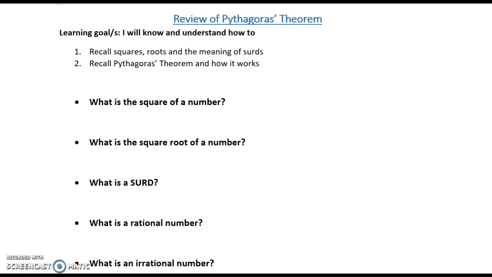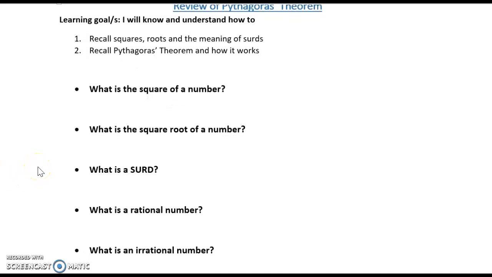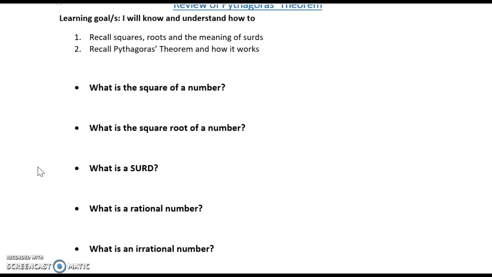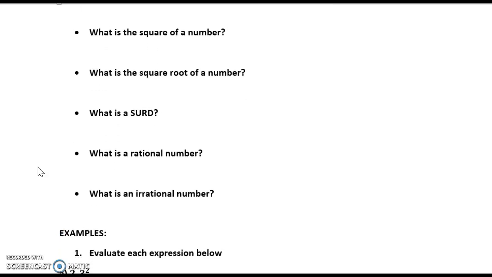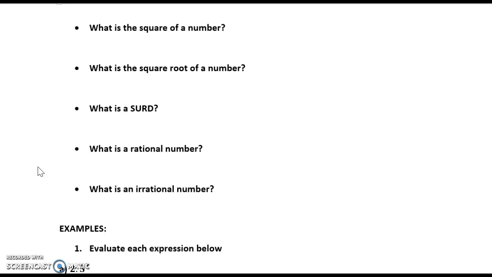In this section of work, we're going to just do a review of Pythagoras theorem, and we're hoping to know and understand how to remember what squares, roots, and the meaning of surds are, to recall Pythagoras theorem and how it works. Okay, so first up, what is the square of a number? Well, a square of a number is obviously something that's been multiplied by itself to give that number.